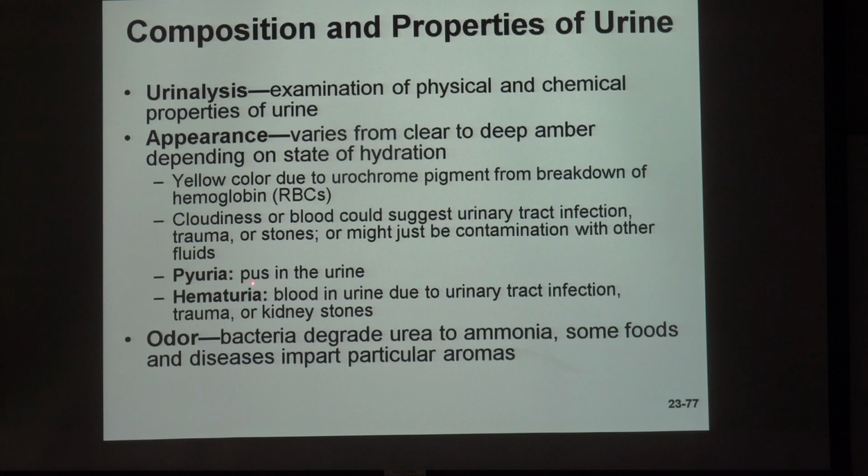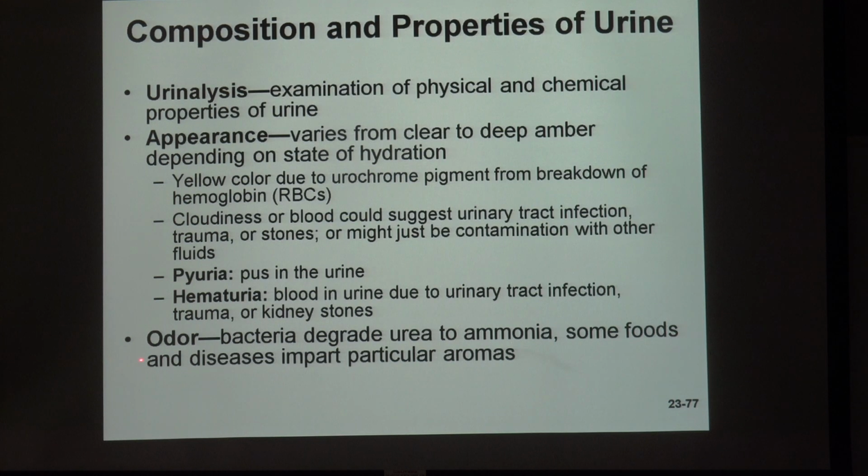Pyuria is pus in the urine. And again, we talked about pus being manufactured from the neutrophils that are attacking bacteria. And they're sacrificing themselves, making this leftover byproduct of pus. So it indicates that somewhere along the way, bacteria is overrunning the system.